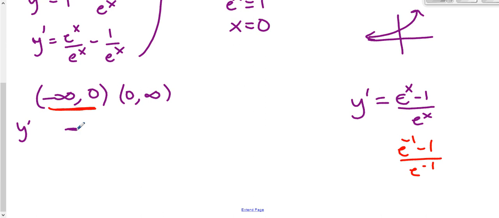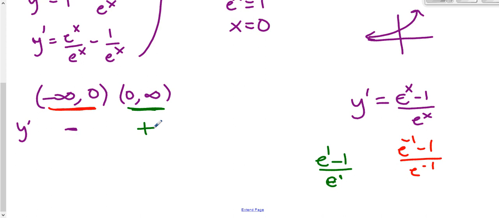Okay, now let's test something else in the second interval. Let's say we test x equals 1. So we have e to the first minus 1 over e to the first. E to the first is 2.7 roughly. 2.7 minus 1 is positive, over e to the first, which would be over 2.7, and so positive over positive is positive.